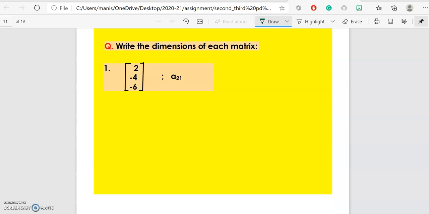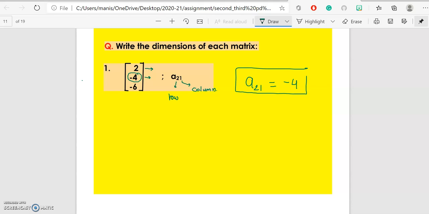Question says write the dimensions of each matrix. Now this is a matrix given to us. So the first number means row, and the second number over here means column. So they want you to find the element which is in the second row. If I go over here, this is my first row, this is my second row, and first column. There is only one column. So they are asking for this answer. The answer for this is -4. Remember, the first number represents a row, the second number represents a column.